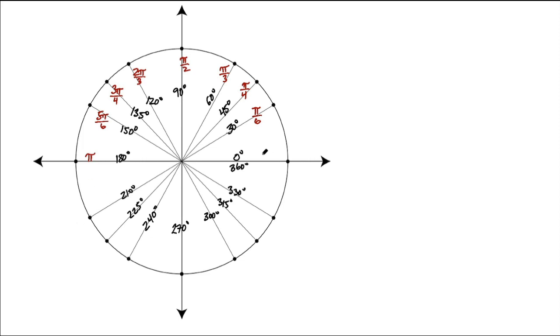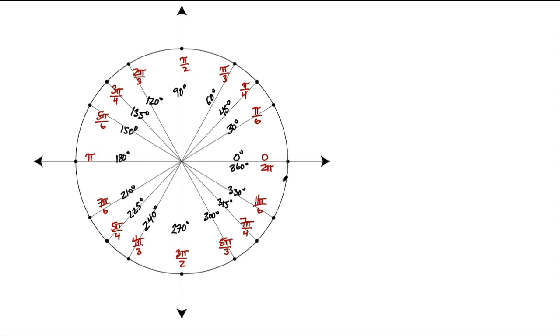And, oh, I should probably say 0 over here, huh? Okay, 0 radians. And then we have 7 pi over 6, 5 pi over 4, 4 pi over 3, 3 pi over 2, 5 pi over 3, 7 pi over 4, 11 pi over 6, and then, of course, a full revolution, which is 2 pi. So these are the radian measures for the angles.